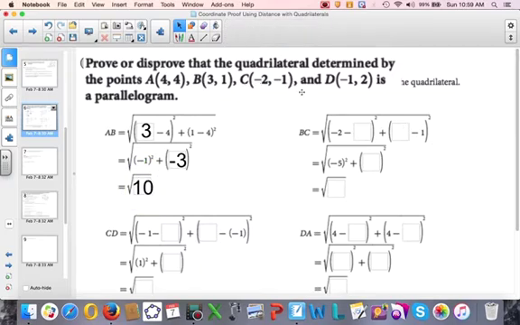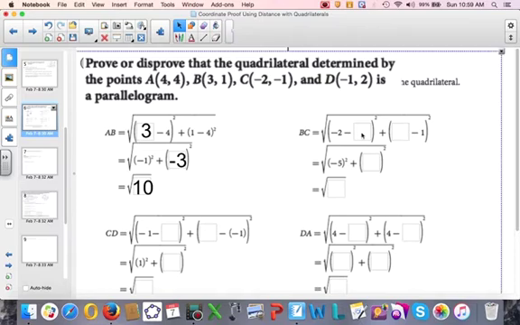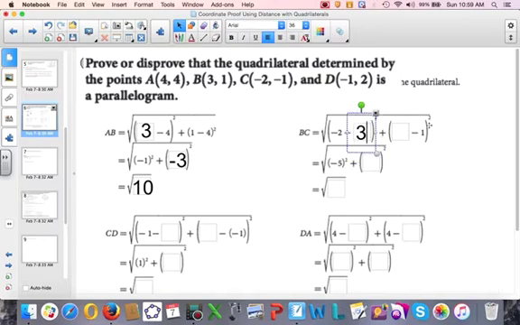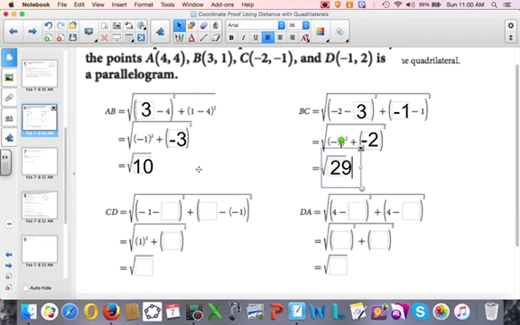Finding the length of BC, I have negative 2 minus 3 and negative 1 minus 1. Simplifying this, they have the negative 5 getting squared. For the y's, I have negative 2 being squared. Negative 5 squared is 25. Negative 2 squared is 4. 25 plus 4 is 29. So the length of BC is the square root of 29.